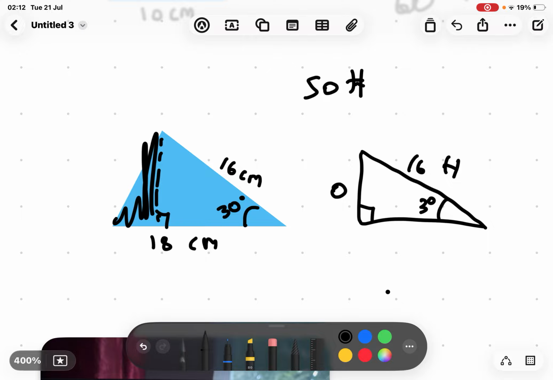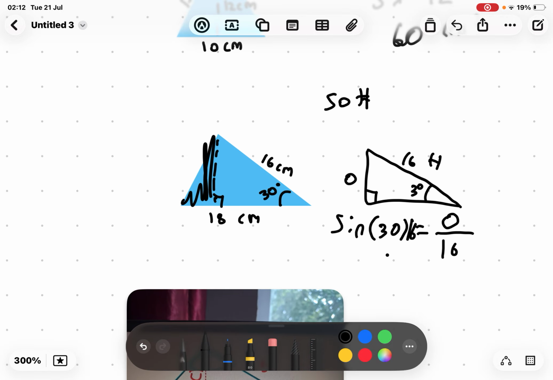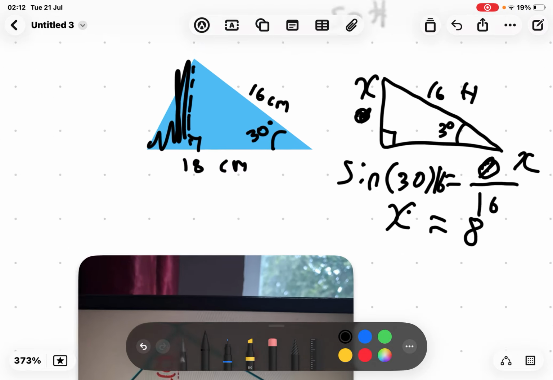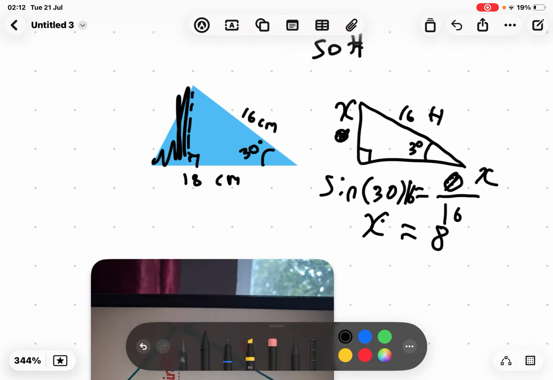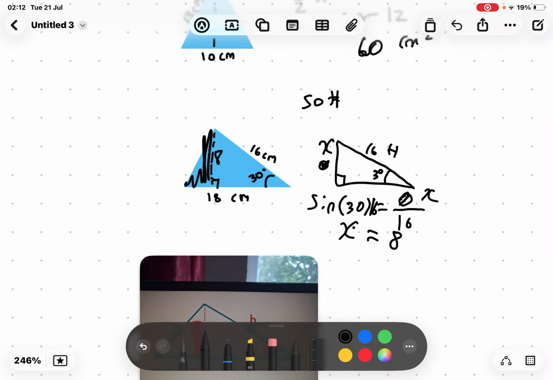So we have the opposite, we have the hypotenuse, so we're going to use sine. So sine 30 equals opposite over 16, so we just times it by 16. We can also not call hypotenuse, we can call it x. After doing all this in the calculator, we know that x is equal to 8. And after that, we know that this is 8.